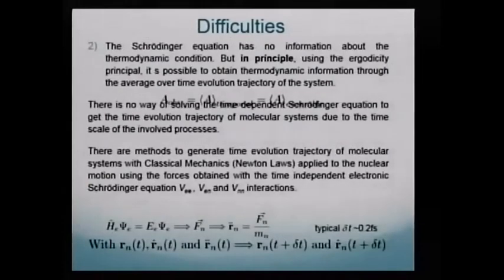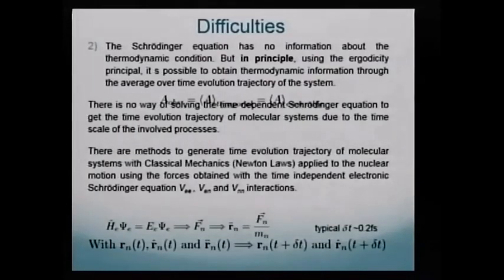Another difficulty that we have is that, in principle, the Schrödinger equation has no information about thermodynamic conditions. We can, even so, get information from it. What we need to think about is the ergodicity principle. What does ergodicity tell us?